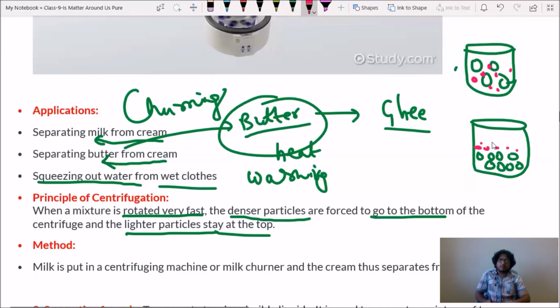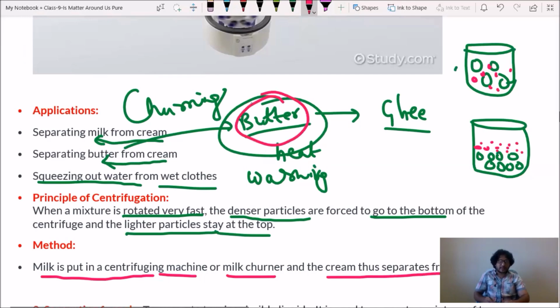Like that, butter can be collected. That is how a centrifuge works. And if you want to try it, you can. Milk is put in a centrifuging machine or milk churner and cream is thus separated from the milk. You can take a bowl, ask your mom to churn buttermilk, put some buttermilk in a vessel, take the churner and churn it. After some time you can observe the light particles from the buttermilk, that is, butter can be extracted out. You can try this one.